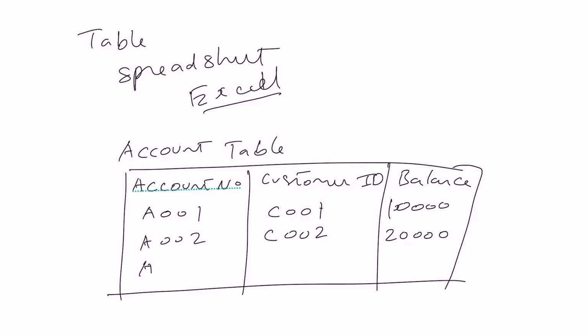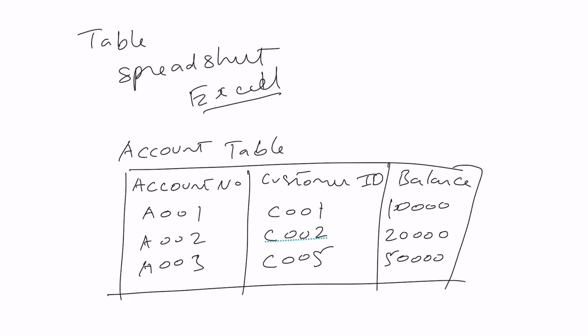Okay, similarly A003, customer ID maybe something like C005. I'm putting C005 deliberately so that you don't think that these account numbers and customer IDs are following a particular sequence. They are independent numbers, by the way. Just hypothetically I'm writing it this way so that you get a feel, and deliberately I'm writing C005 so that you understand that there's no direct numerical relation between account number and customer ID. They are independent numbers. So maybe this guy has 50,000 balance.